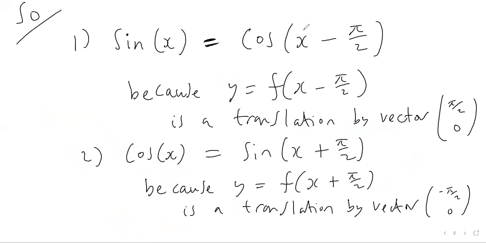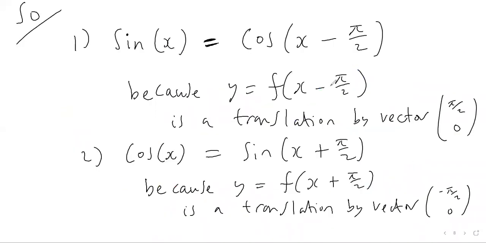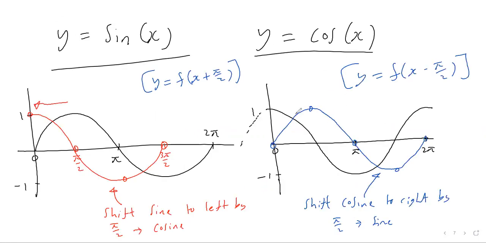So let's look at a summary of this. That means that sine x is the same as cos of x take away pi over 2. When we shift this cos graph to the right, we get sine. So sine x is equal to cos of x take away pi over 2, because y equals f of x take away pi over 2 is a translation by vector pi over 2, 0. That's a translation to the right. So when you translate the cos graph to the right by pi over 2, you get sine.